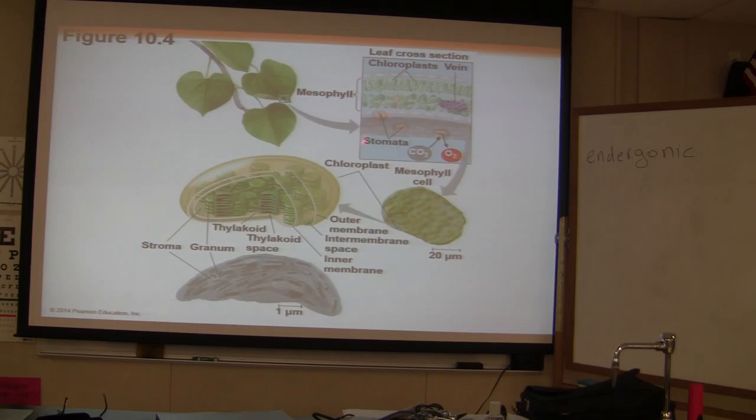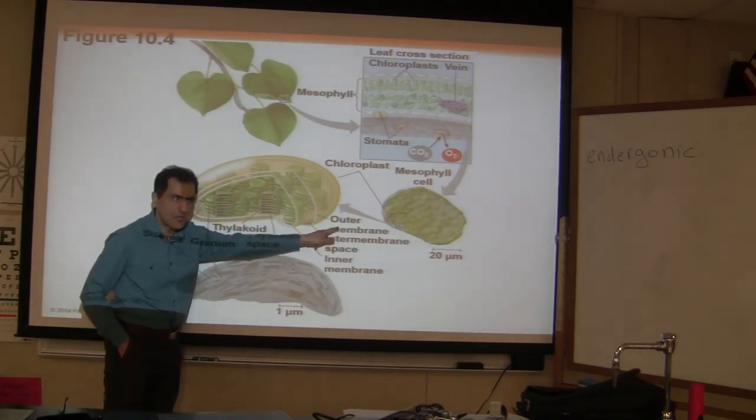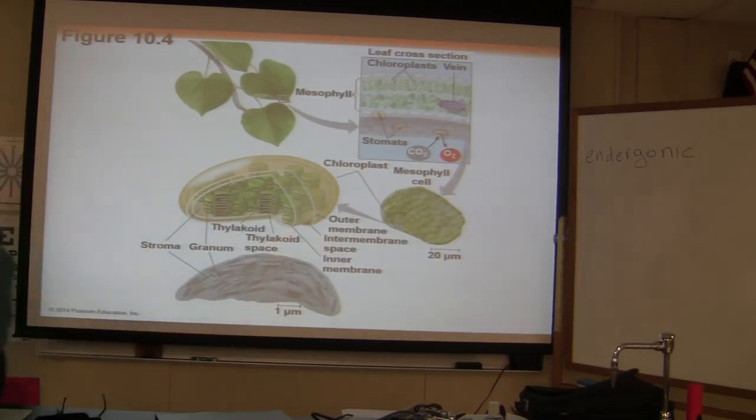Okay, so here you have chloroplast and veins. Do not worry about veins. And carbon dioxide goes in, oxygen comes out, it's called stomata. And right here are the chloroplast. And he's showing you, the question is, what is the anatomy of chloroplast? Chloroplast has how many layers of membrane? Two, outer membrane and inner membrane, just like here.